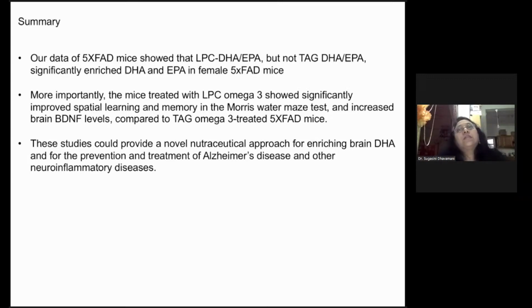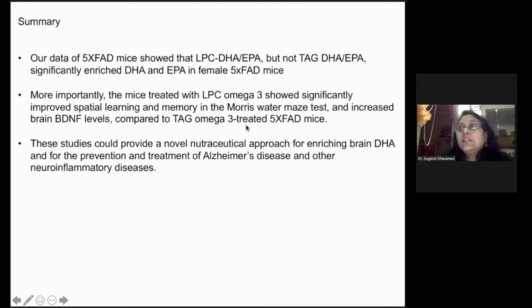I would like to summarize my part. The present studies demonstrate for the first time the feasibility of increasing the net concentration of omega-3 in the brain of Alzheimer mice through diet. These results therefore have potential to provide cognitive benefits for the Alzheimer disease mice models due to the increase in the brain DHA and BDNF. More importantly, the mice treated with LPC omega-3 showed a significant improvement of spatial learning and memory in the Morris water maze test, and increased brain BDNF levels compared to DHA omega-3 treated 5XFAD mice.